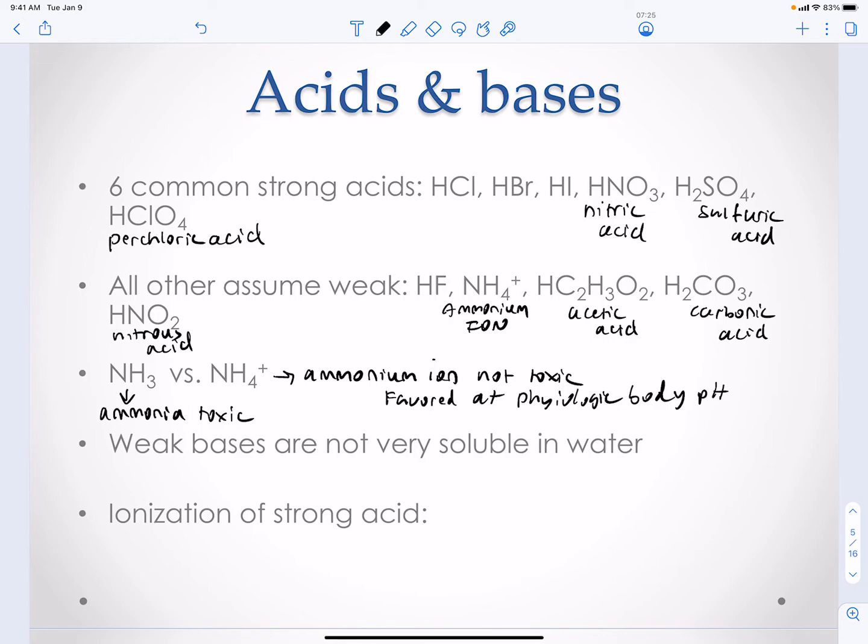And ammonia is not favored. Now, weak bases are not going to be very soluble in water. And of course, ionization, as we saw, of hydrogen chloride is going to be complete in an aqueous environment.